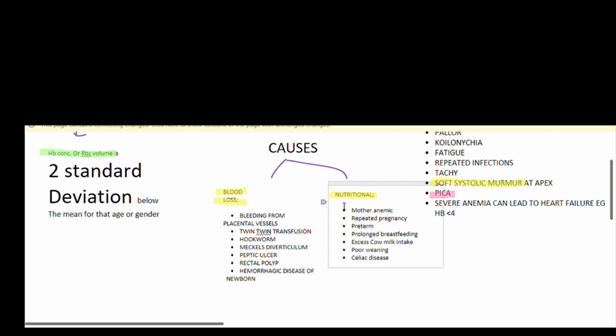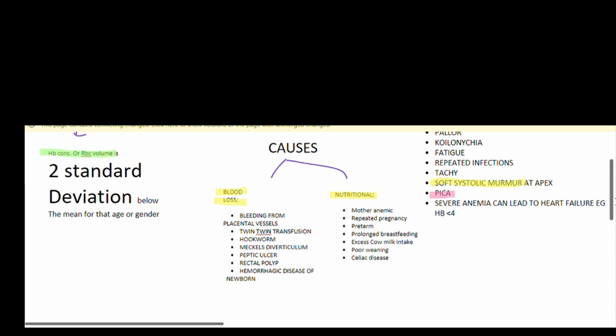Whereas the nutritional causes of iron deficiency anemia include when the mother is anemic and she is breastfeeding her infant or child, and other causes like repeated pregnancy, preterm, long breastfeeding, excess cow milk intake, and poor weaning. That is when an infant or a child, when weaned off, is not given a proper nutritious diet, as in no vegetables or fruits or meat. And the other cause is celiac disease, in which there is kind of an allergic reaction to rye or barley.